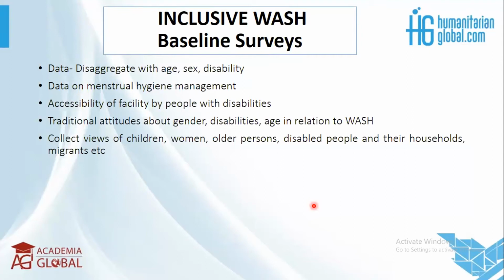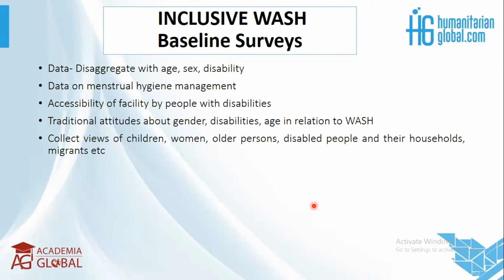When you're collecting baseline data, for example, you need to ensure that you're collecting data on menstrual hygiene management. You also need to collect data on accessibility of facilities by people with disabilities. You also need to collect data on what the traditional attitudes about gender are, and the attitudes about disabilities and age, all in relation to WASH. You can also collect views of children, women, older persons, disabled people, and their households, and also maybe migrants or people who are displaced.